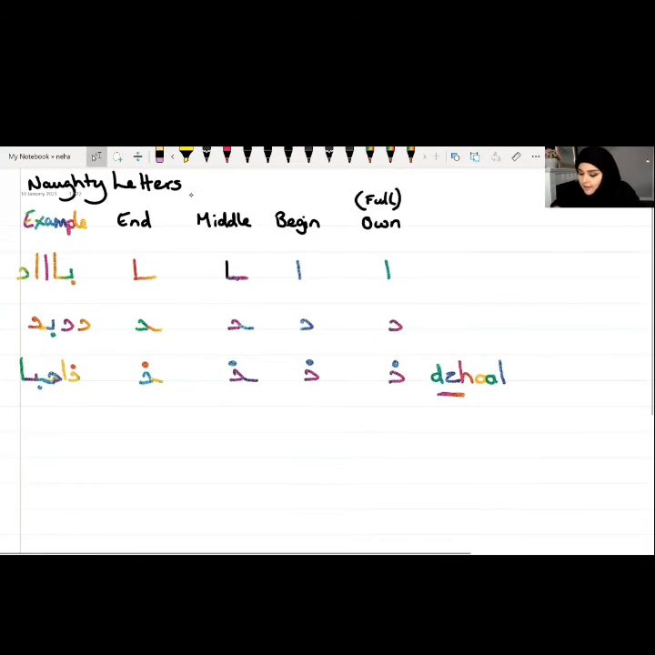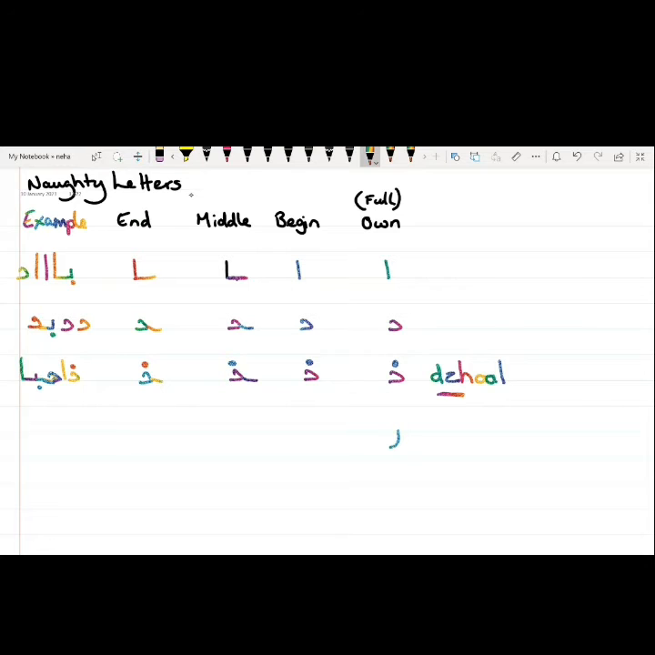Alif, dal, dhal. Then we have ra. How do we write ra? Ra starts on the base, or a little bit above, and goes down. And ra is not too much like a C. It's not too curvy. It's more open. It's more like a J. And ra has no dots.